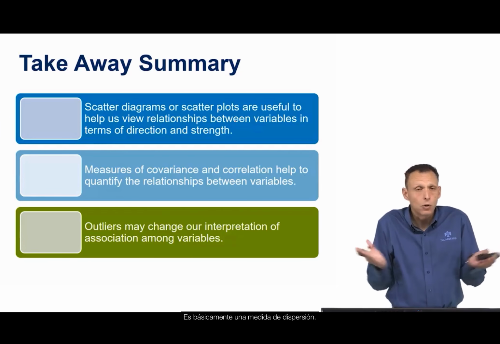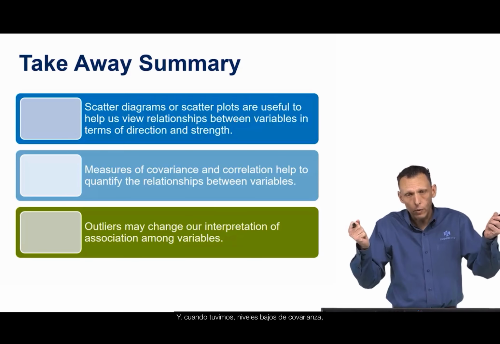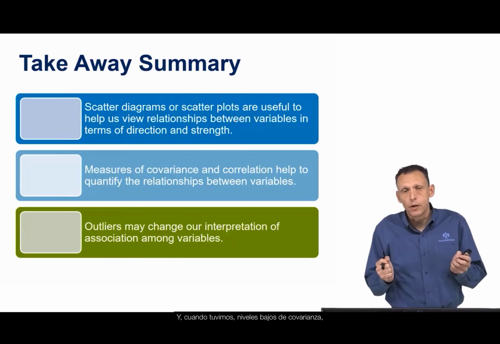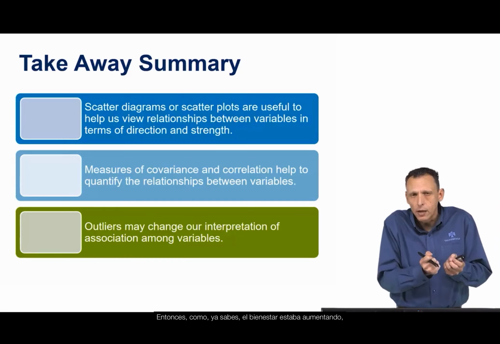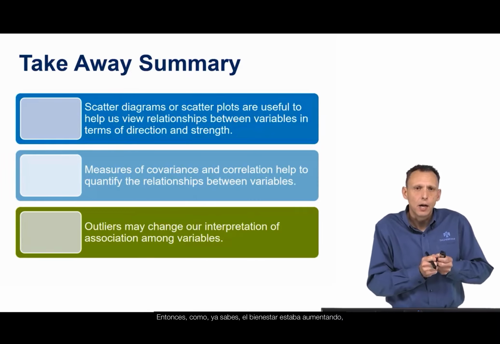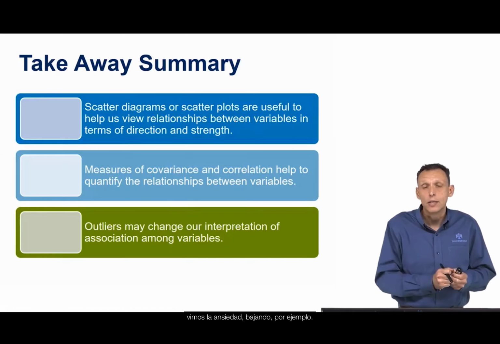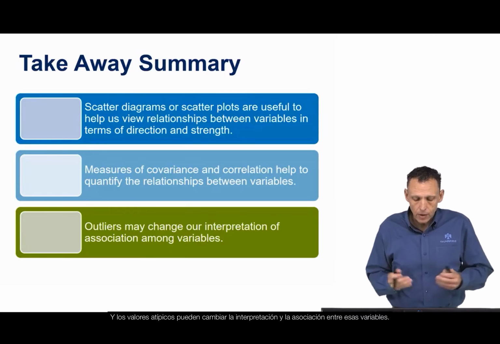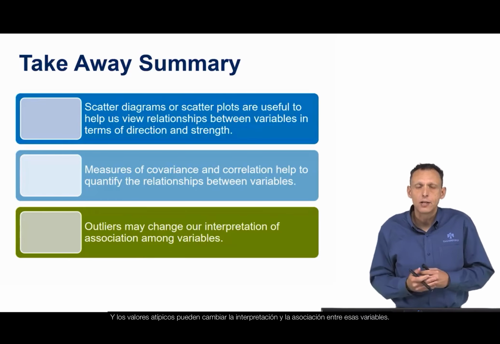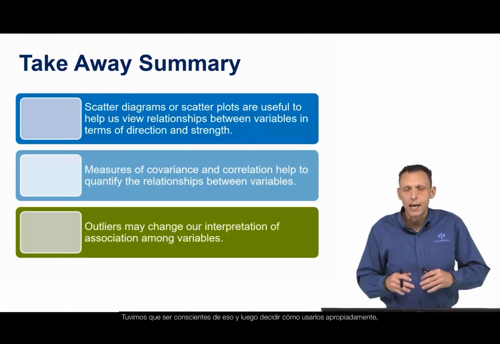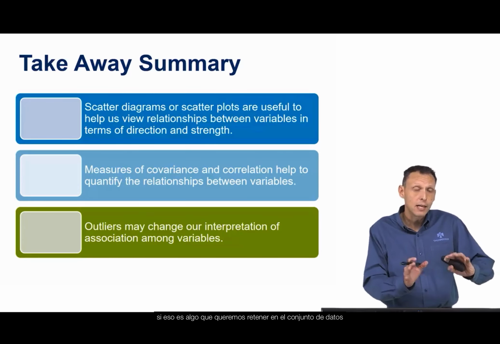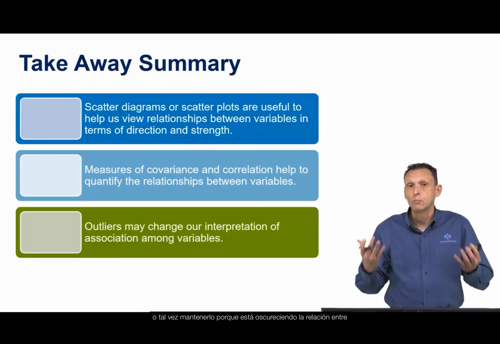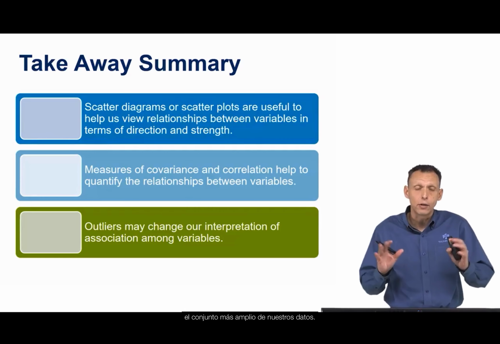It's basically a measure of dispersion. And when we had low levels of covariance, we knew that two variables were really tightly related. So as well-being was going up, we saw anxiety going down, for example. And outliers may change the interpretation and the association between those variables. We have to be mindful of that and then decide how to appropriately use those, whether that's something we want to retain in the data set or maybe hold out because it's obscuring the relationship between the wider set of our data.